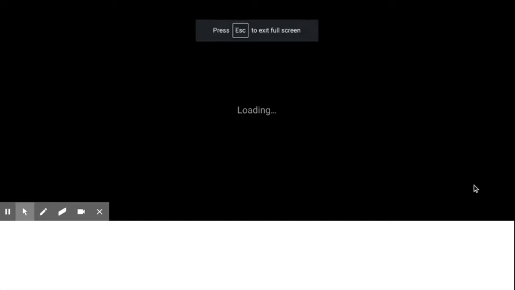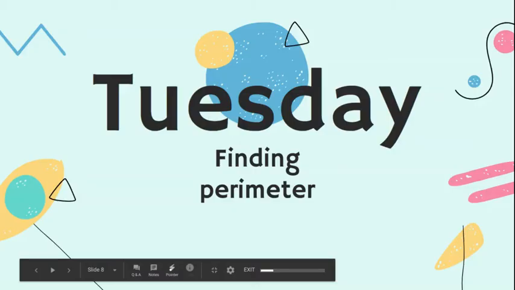Hi guys, it is Tuesday and we are learning about area and perimeter this week in math. So today, our goal is to be able to find the perimeter by using the perimeter formula. And I'm going to show you what that looks like.